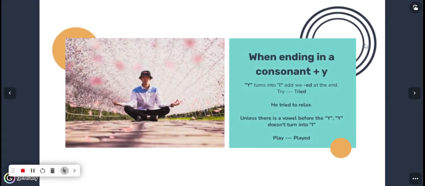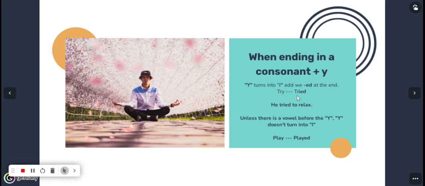Now, when we have a verb ending in a consonant plus y, the y turns into i and we add the -ed at the end. For example, try ends with a consonant and a y, the r and the y. So we change the y and turn it into an i and then we add the -ed at the end. For example, he tried to relax.